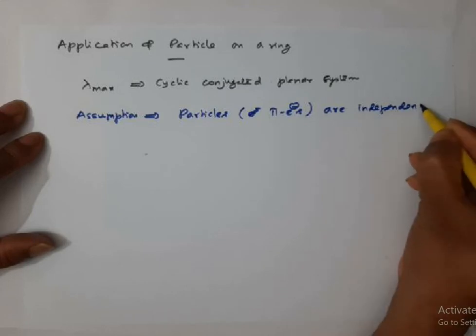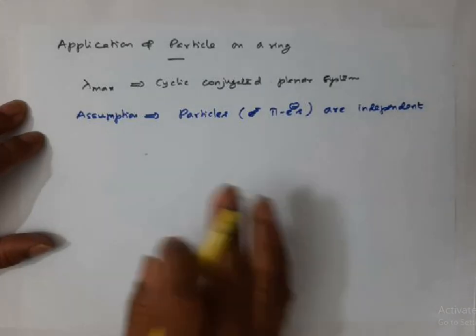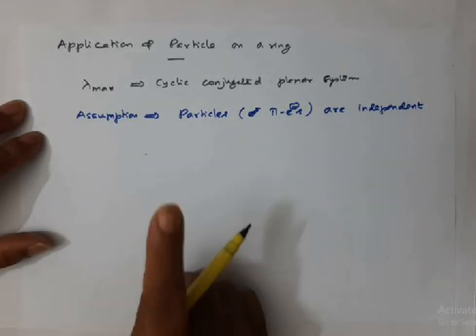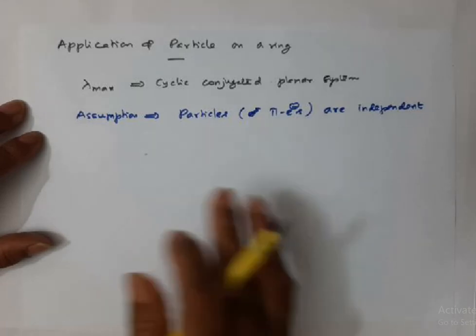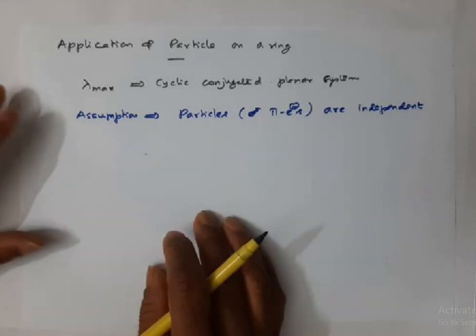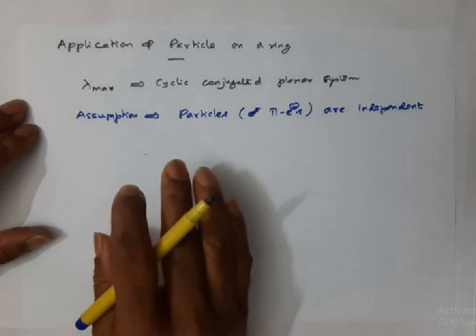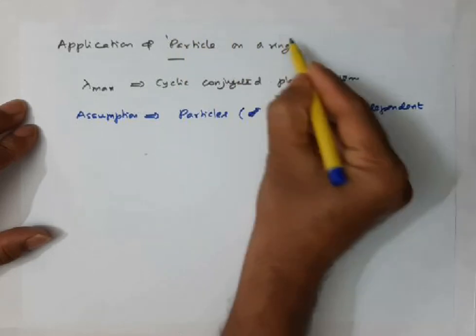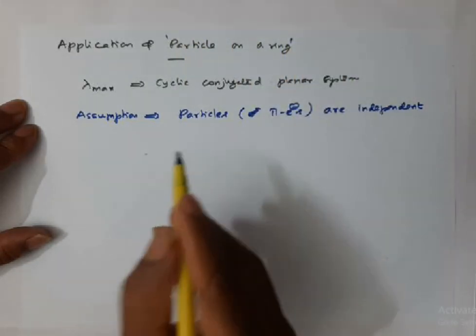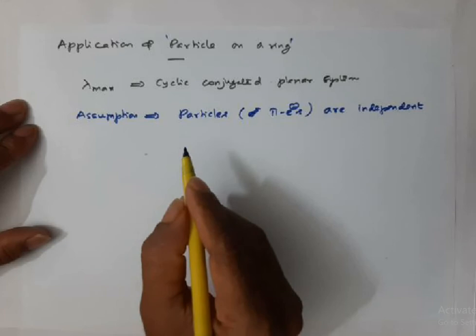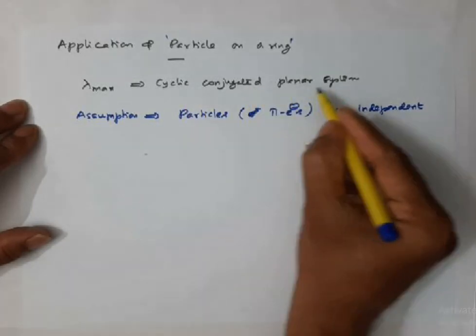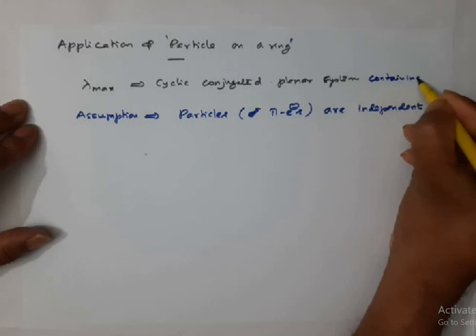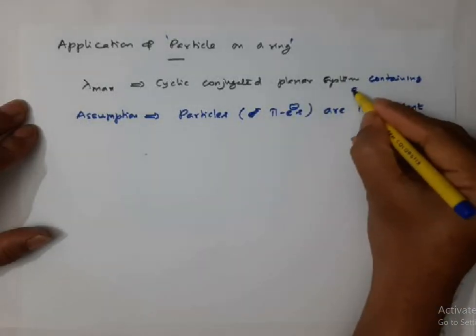Independent means there is no interaction between particles. One particle does not know the presence of other particles. That's the meaning. And this particular model, that is the particle on a ring model, is very specifically applicable to cyclic conjugated planar systems containing an even number of carbon atoms.